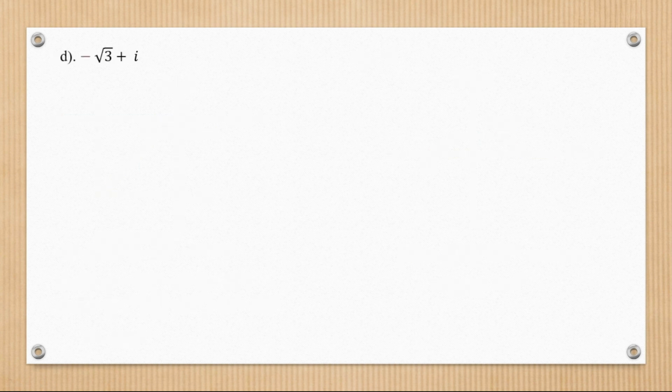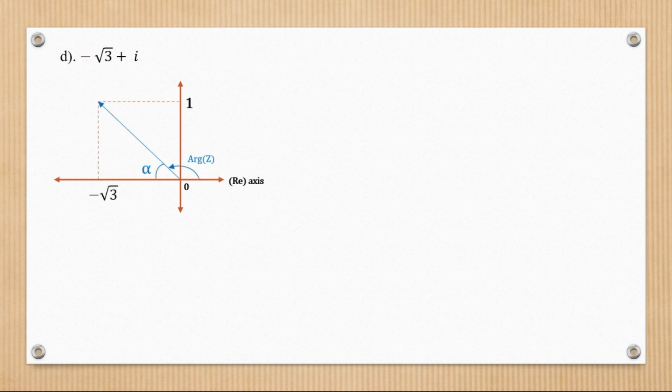Right, let's move on to part D. Part D is -√3 plus i. This is an example where we're in the second quadrant, because we're dealing with a negative real and a positive imaginary. Let's place that right there. Now we first have to find the value of alpha. We're dealing with anti-clockwise rotation, so the answer is definitely going to be positive.